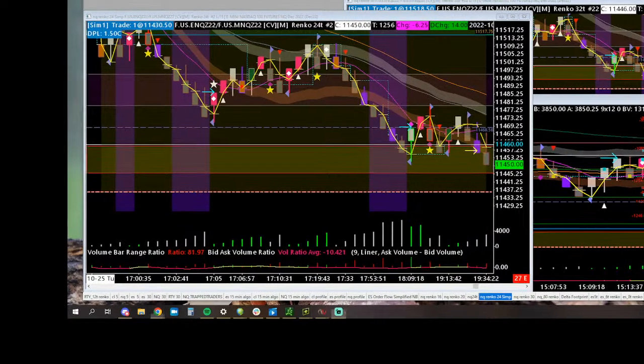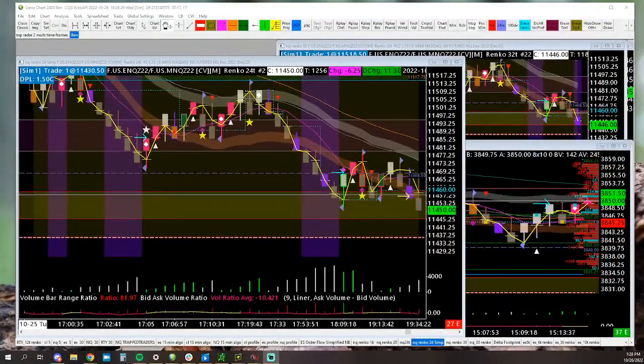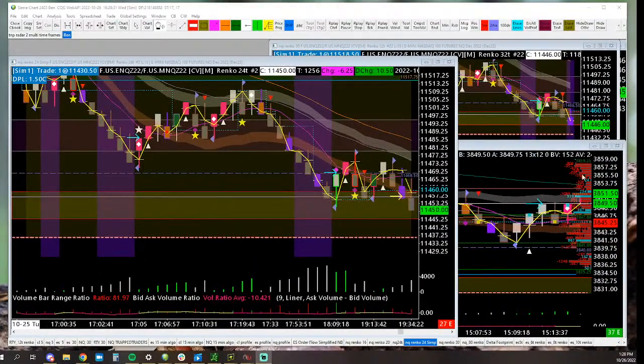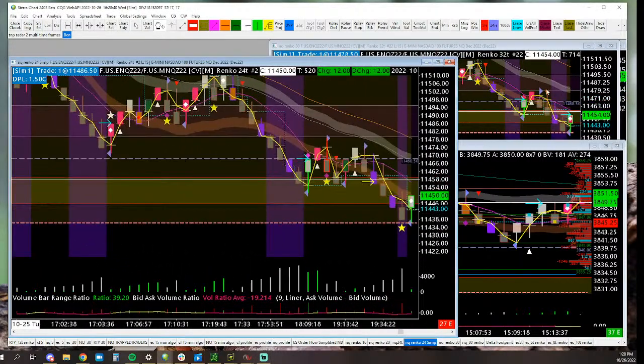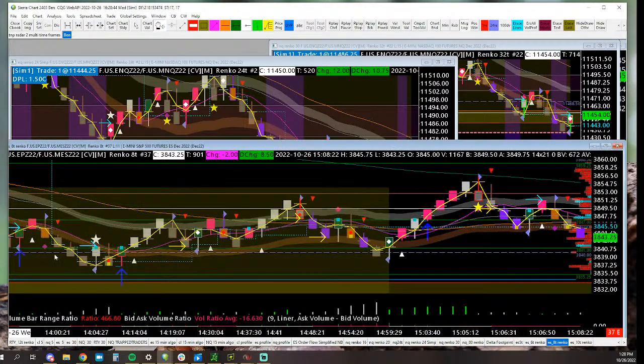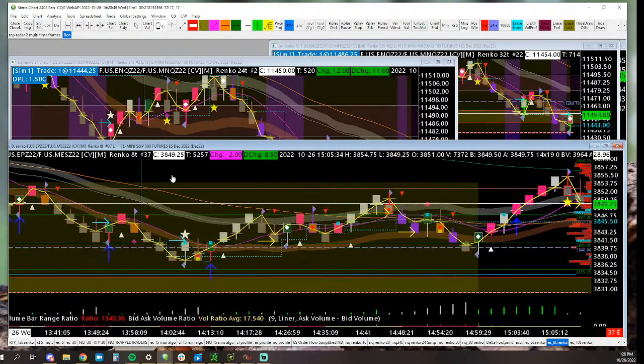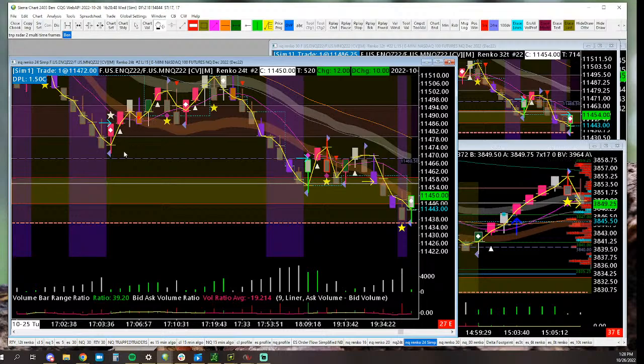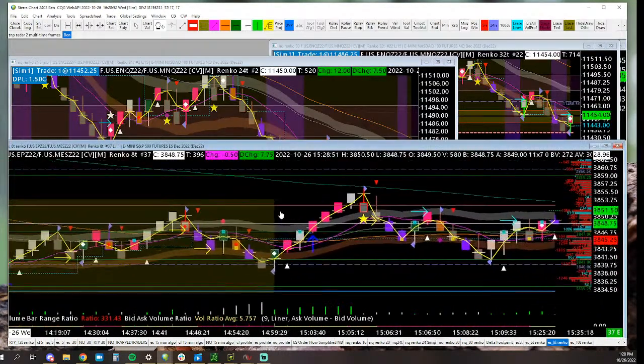Whoops, I think I moved this. Hold on. There we go. So the ES is down here and the NQ is up here. Now they're not linked. If I move the NQ, you can see it's linked with the other NQ chart, but it's not linked with the ES chart. So we can go through NQ, and I'll leave ES alone.